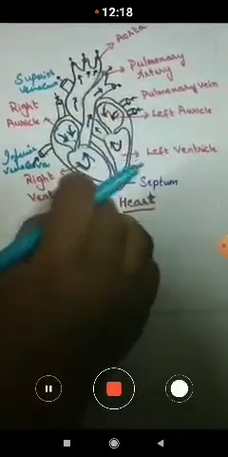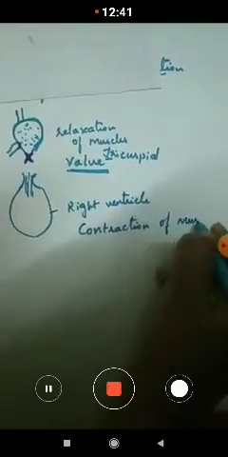So when it is filled here, what happens? The muscles of the right ventricle exert a pressure on the walls of the right ventricle, and the contraction of muscles takes place. The contraction means now it is filled like a balloon. It contracts like this. The right ventricle, now it is filled in this way, and it contracts in this way.